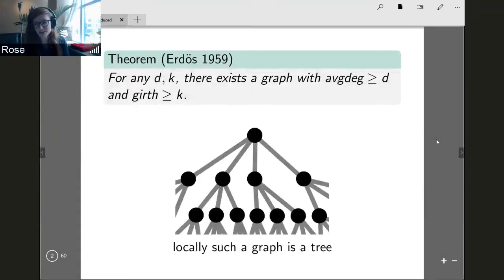I want to start with this old theorem of Erdos, which says that for any d and k, there exists a graph with average degree at least d and girth at least k. This is really well known, and in fact, you can do a bit better and find graphs with large girth and large chromatic number.